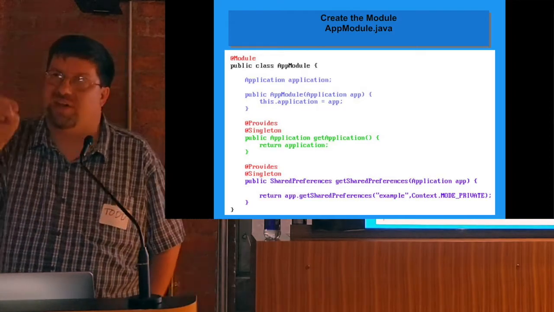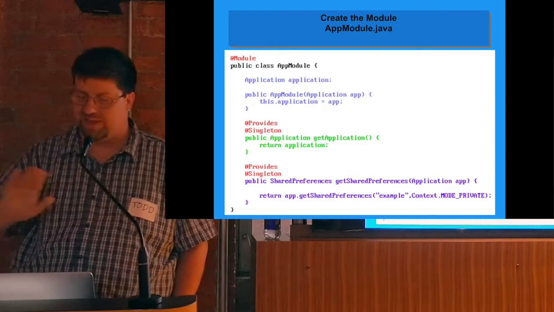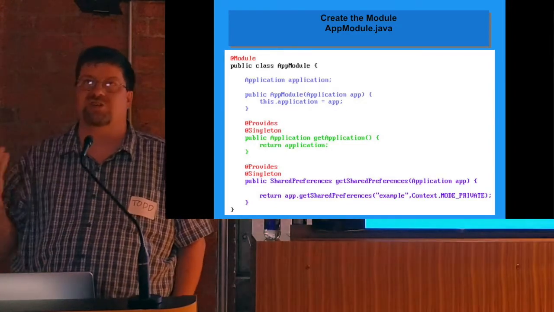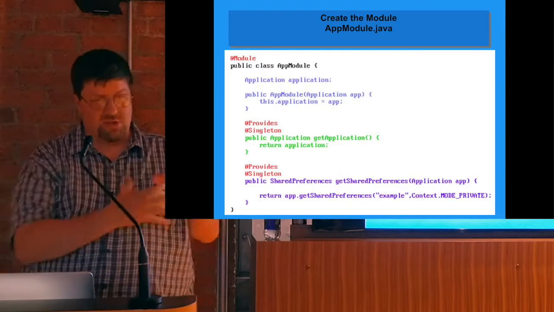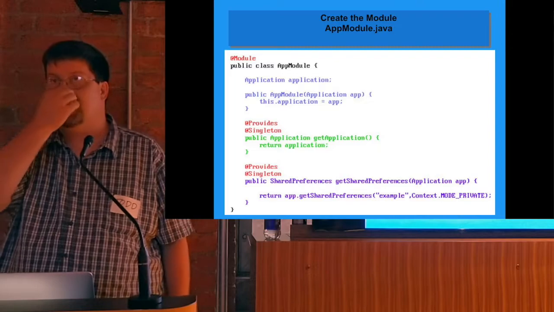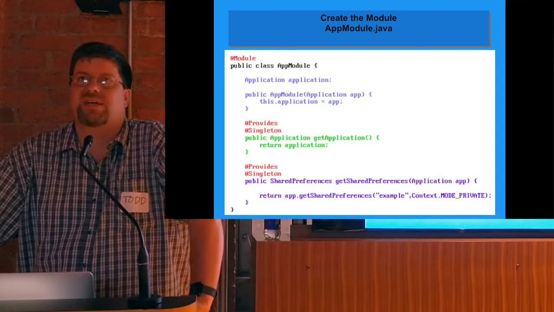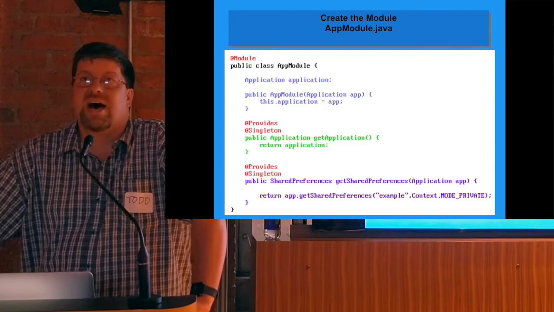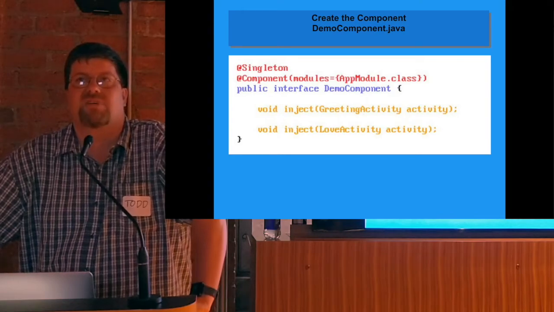If we want to change the file name from example to release, we only have to change it in this one spot because it'll be affected across both applications using it. The component is what links those modules to our code. We have an interface with two methods called inject, one for the greeting activity and one for the love activity. The component line there specifies where it gets the dependencies from.